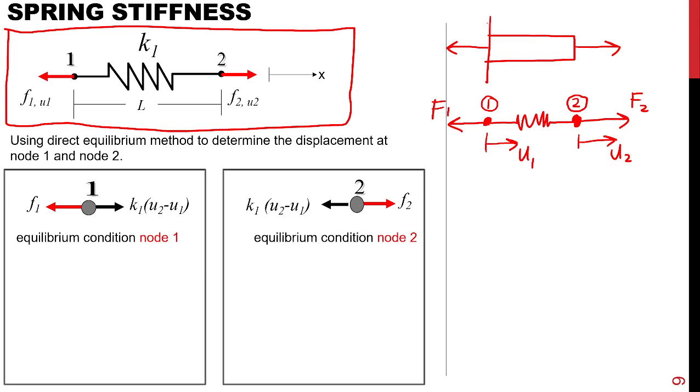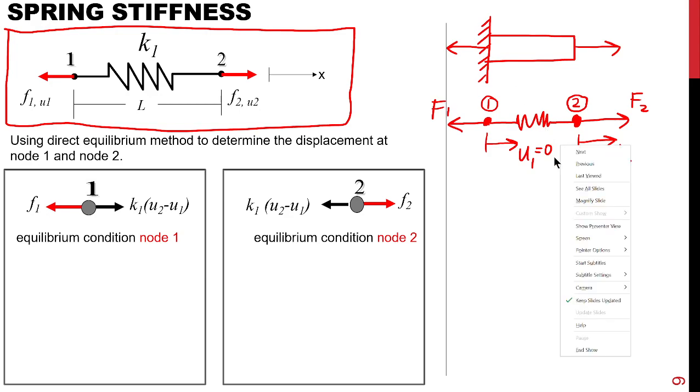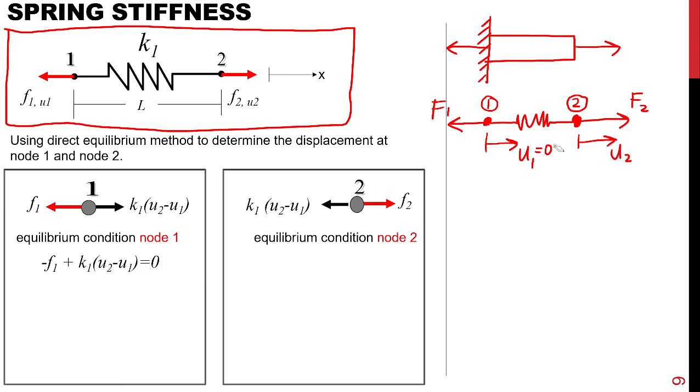Kamu tengok ada dinding kan? Kamu tahu U1 ni confirm dia sama dengan 0. Tahu memang confirm pun, tapi kena letak jugalah. Because sekarang dia 0. Other time it might not be 0. So this is how you label it. You label the force and then you label the displacement, and don't forget your stiffness lah, K1. So let's do the whole thing.